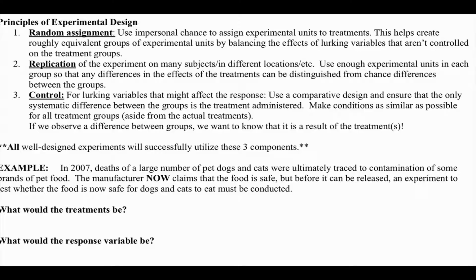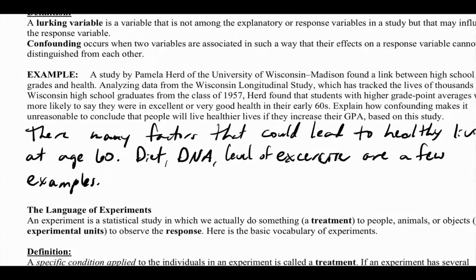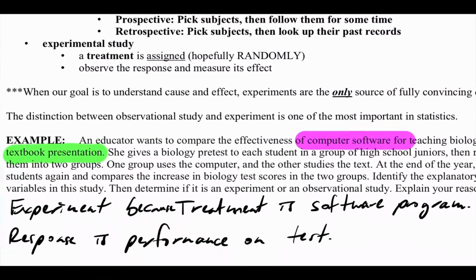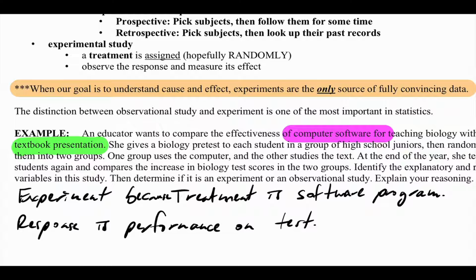Well-designed experiments. On the board I have the parts of a well-designed experiment. Because remember, the only way to show cause and effect, the only way to show something causes something, is by doing a well-designed experiment. We can't say something causes something without that. Even if we do a million observational studies, it doesn't matter unless you've done an experiment.